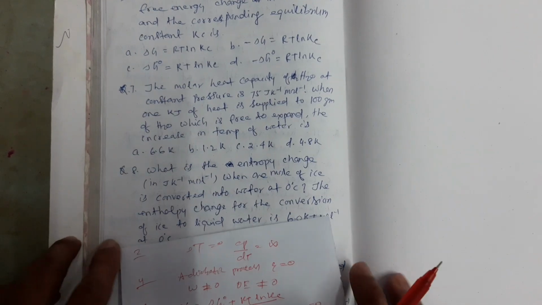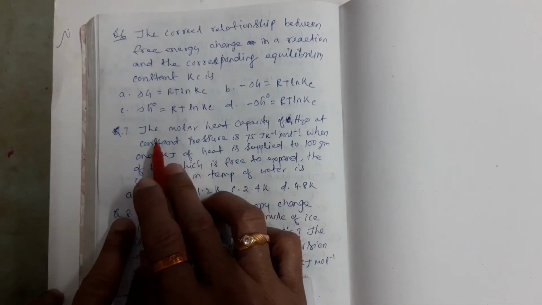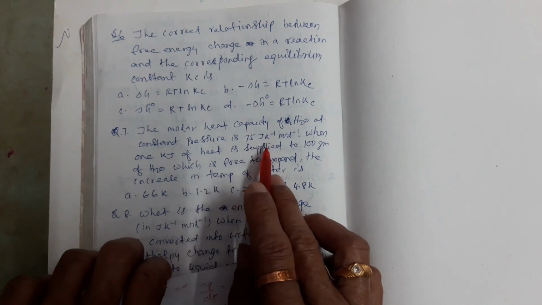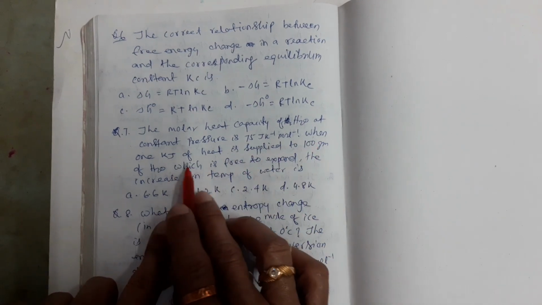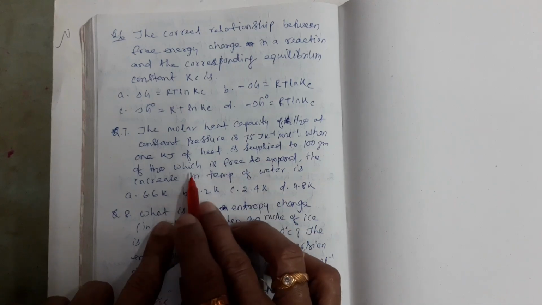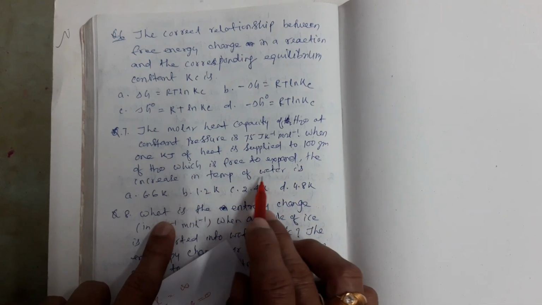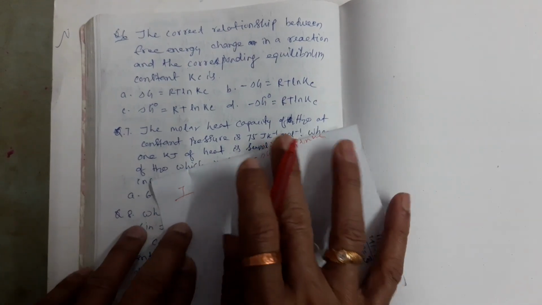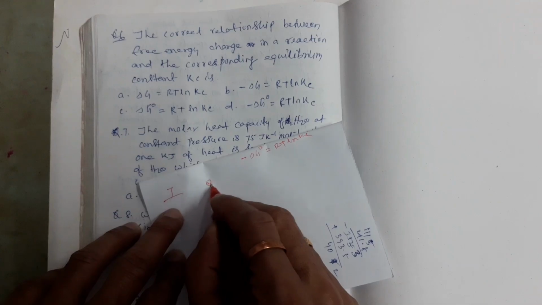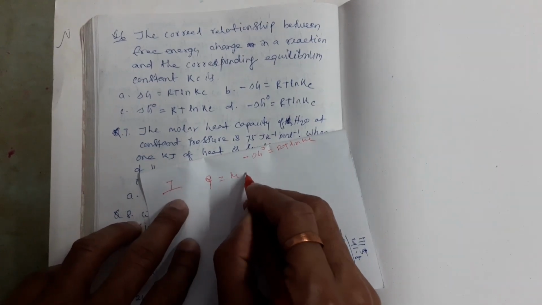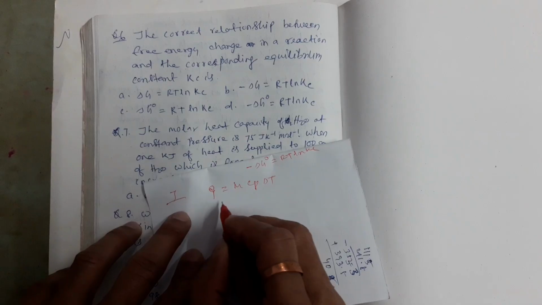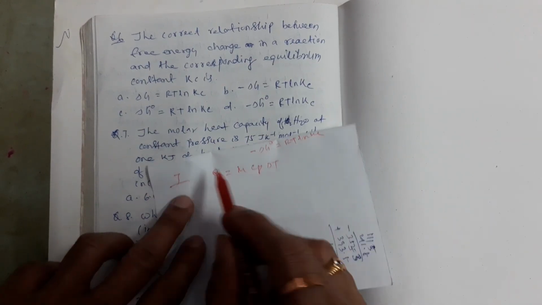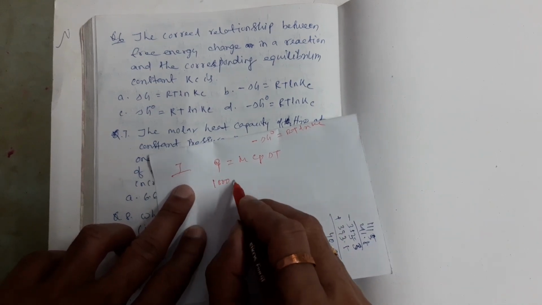Next, question number 7: the molar heat capacity of water at constant pressure is 75 J K^-1 mol^-1. When 1 kilojoule of heat is supplied to 100 gram of water which is free to expand, the increase in temperature of water is what? What is the formula you have to use? Q is equal to nCpΔT. Q is given as 1 kilojoule, so you have to convert it to joule, that is 1000.